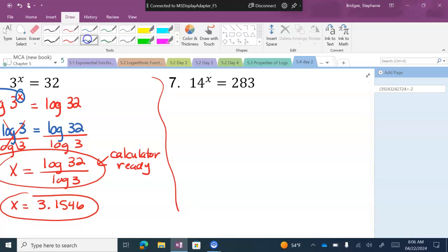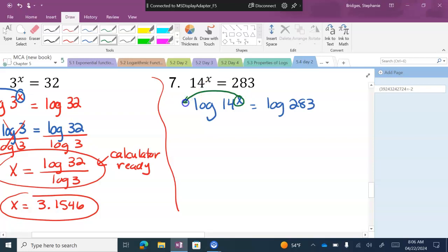Again, we're going to take the log of both sides. We're going to use our rules for logs, moving that x to the front. Now getting x by itself, so I'm going to divide both sides by the log of 14.